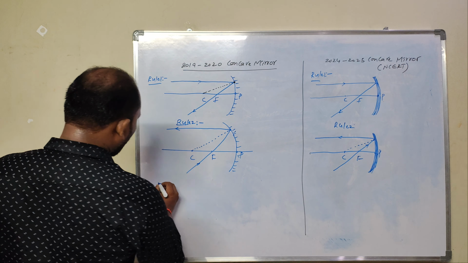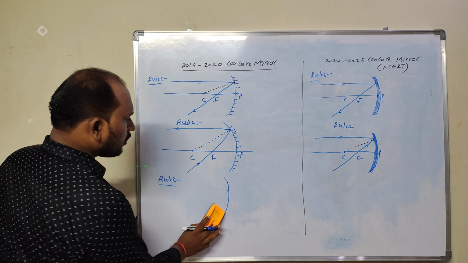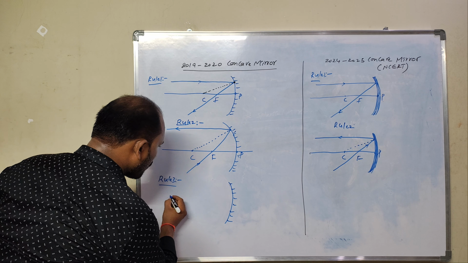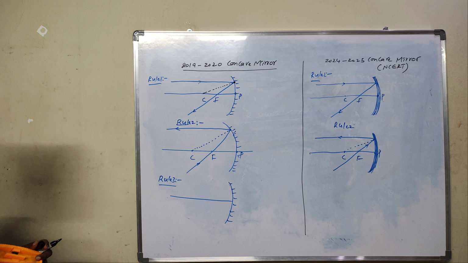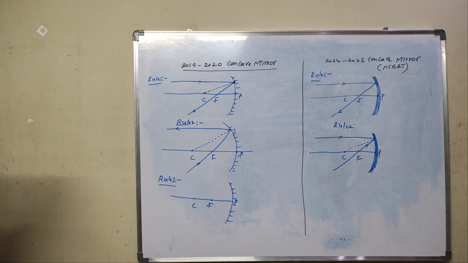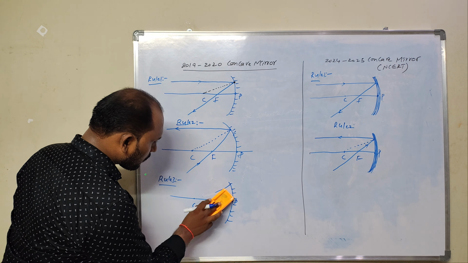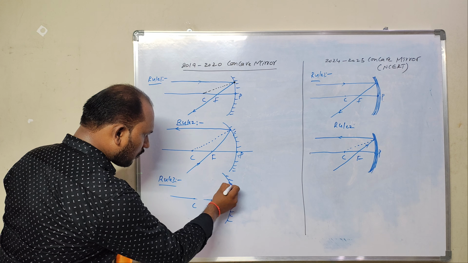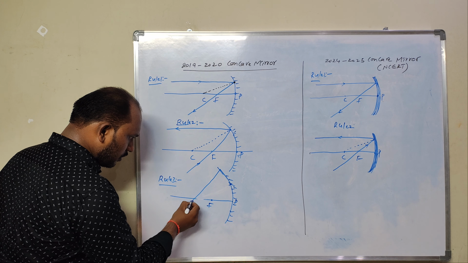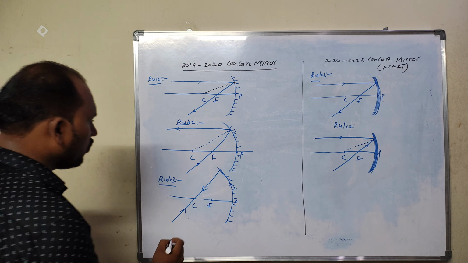Rule three. What is rule three? This is P, this is F, this is C. A ray passes through center of curvature with no deviation. With no deviation, very interesting.